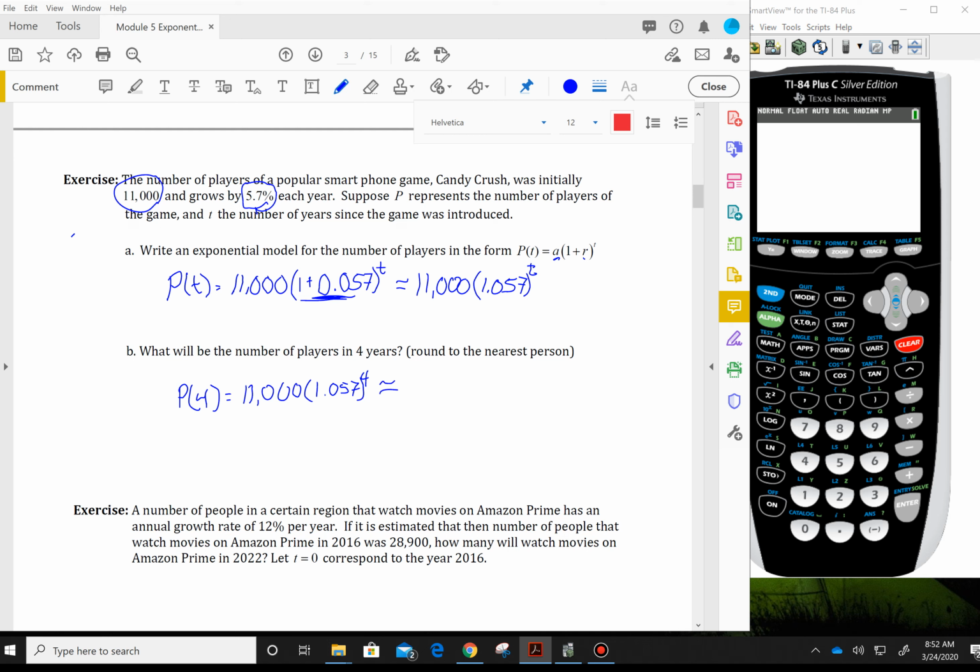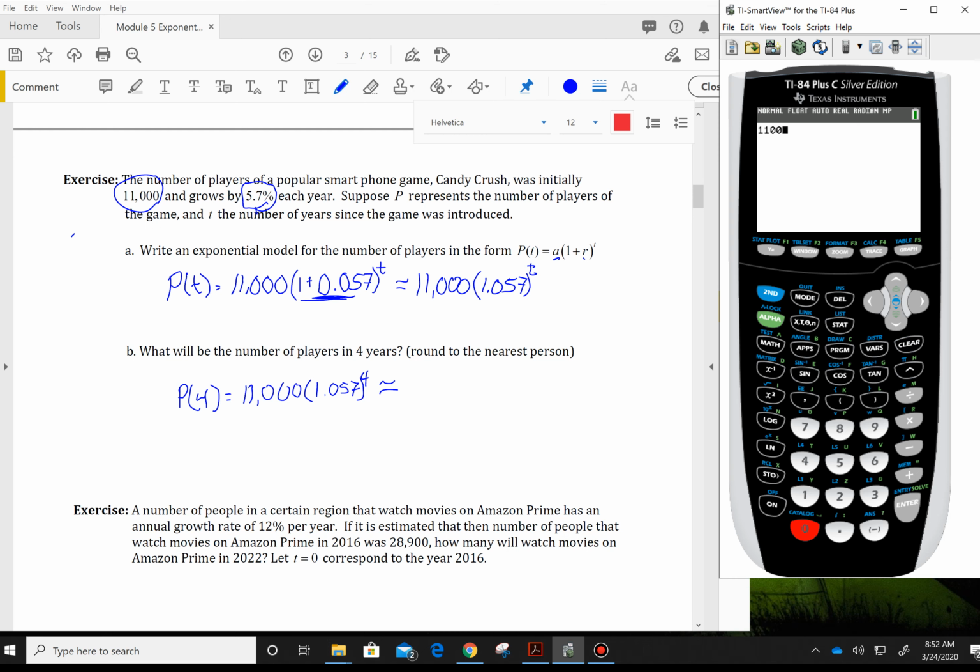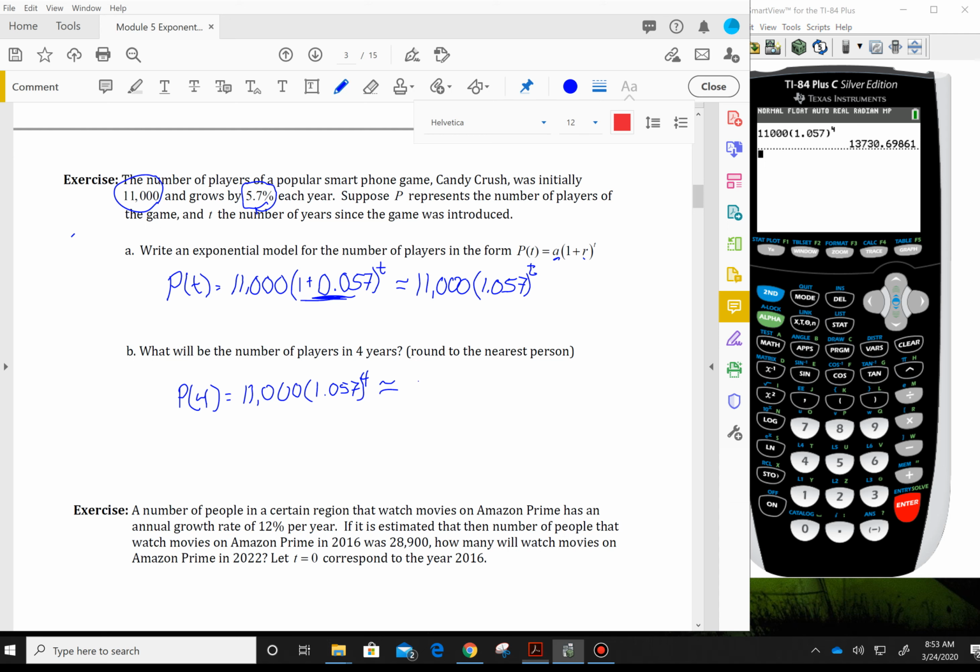Make sure that you can enter this in your calculator. Everybody enters exponents differently. On mine, it'll be the 11,000. I'm going to use parentheses for the growth multiplier, raised to the 4th power. It asks us to round to the nearest person, so I'm going to round this to 13,730. And if I round this to the nearest person, I'm going to call this 13,731 people.